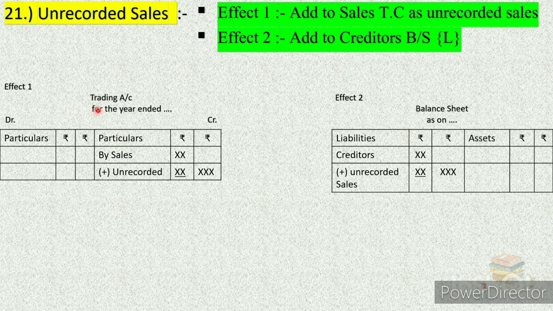Tabular view says that trading account for the year ended, first effect, unrecorded sales is to be added to sales, and the total is to be written in outer column. Second effect, in balance sheet, unrecorded sales is added to debtors and the total amount is written in outer column.